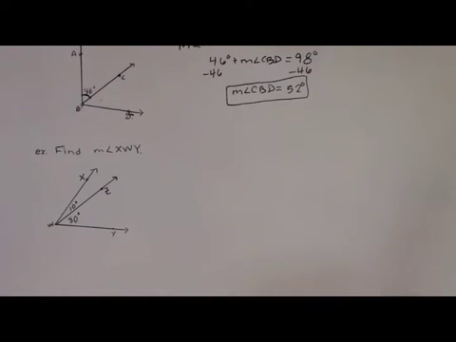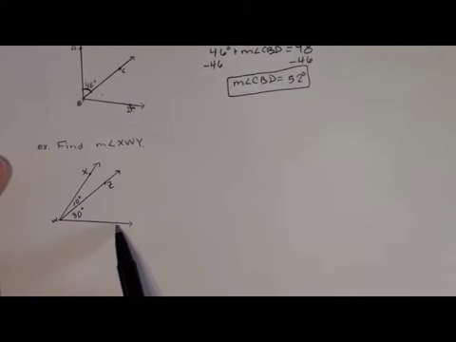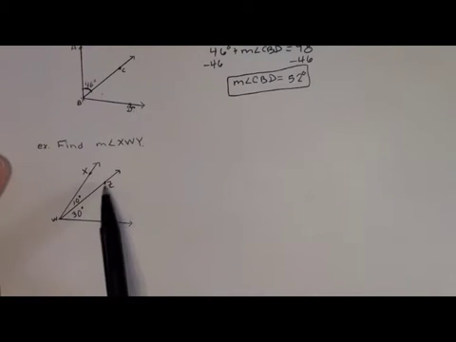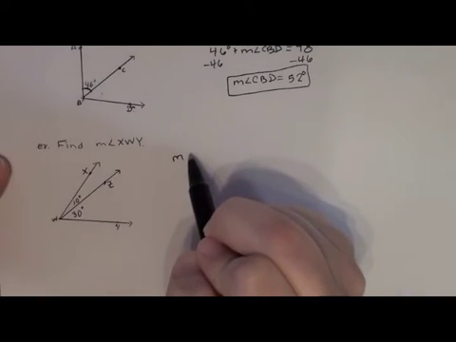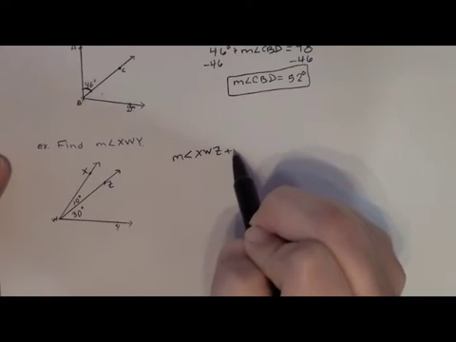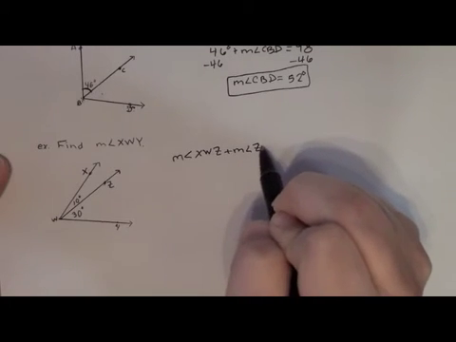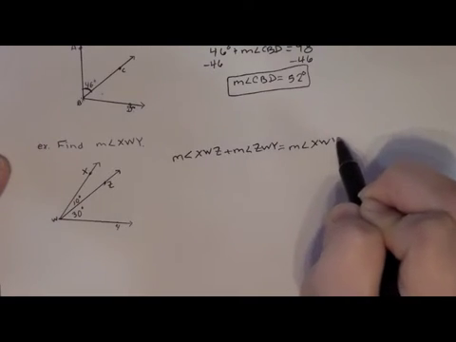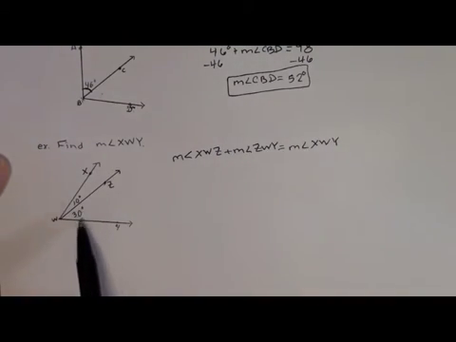Now the other way to see this problem, though, is kind of the exact opposite. Here it's find the measure of angle XWY. XWY is the big angle, and what they tell us is the measure of angle XWZ, which is 10 degrees, and the measure of angle ZWY, which is 30 degrees. Well, again, using the angle addition postulate, the measure of angle XWZ plus the measure of angle ZWY equals the measure of angle XWY. That is, adding the two smaller angles together will give us the measure of the big angle.